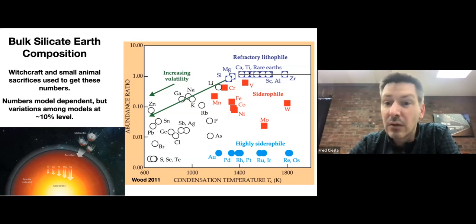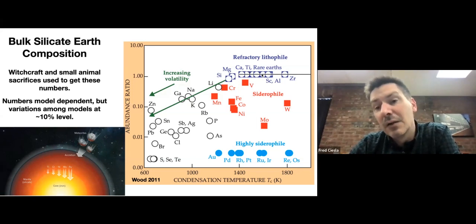Aluminum doesn't want to go into the core. Calcium, these are lithophile elements. They want to be in rock, and so they're going to stay in the mantle.